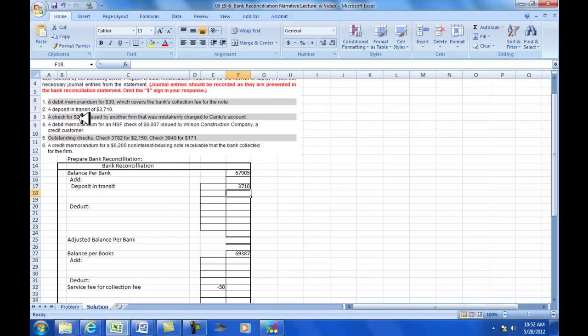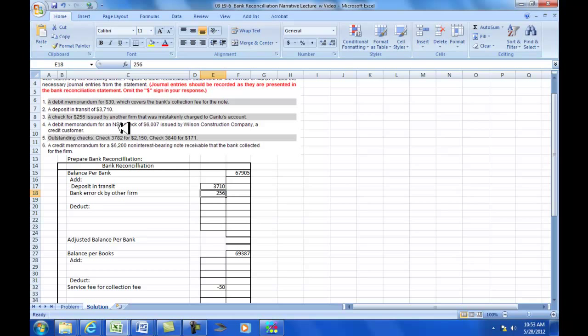A check for $256 is issued by another firm that was mistakenly charged to Cantu's account. Well, that shouldn't be in our books. We're not going to put that in our books, and it should be taken out of the bank statement amount. So we should be adding that back. So I'll take this back. I'm going to put $3,710 back and delete that. And then I've got a check bank error. Bank error, that was $256. So the bank error is going to be added back to the bank balance. The deposit in transit from our books is going to be added, and that's $3,710. Okay, now let's continue.